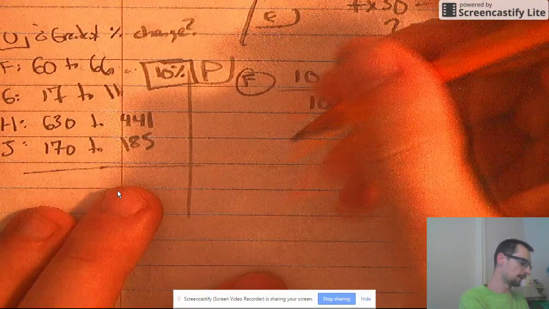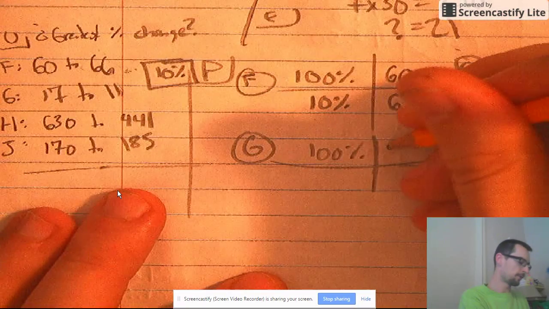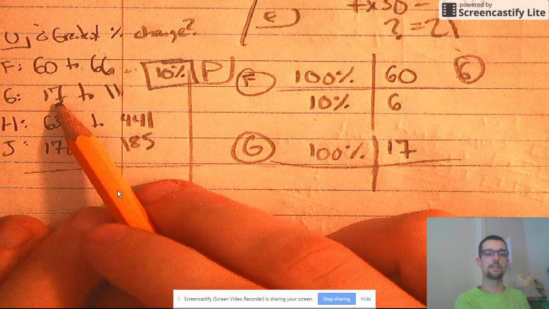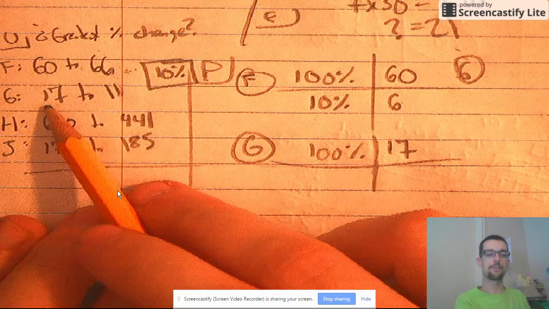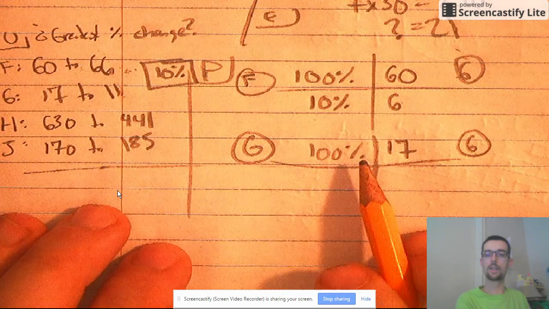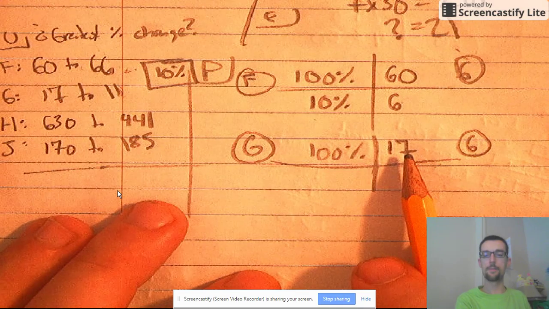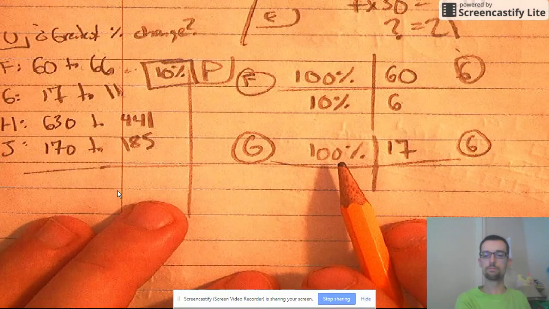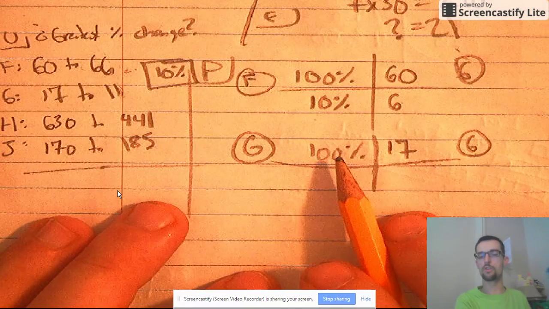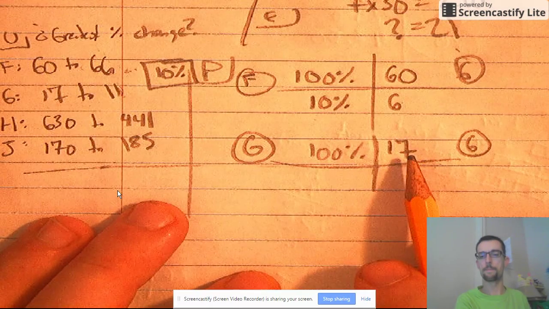All right. So for G, 100% is 17. My magic number I'm trying to get to is, well, it went down to 11. So that's 17 minus 11, which is 6. So hey, my magic number is 6 again. 100% of 17 is 6. You could do 10%, but here's what I'm thinking. Let's do 10% in my mind real quick, though. 10% is 1.7, right?